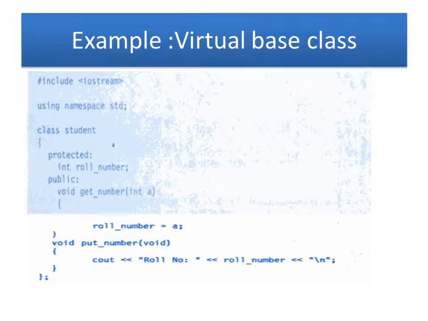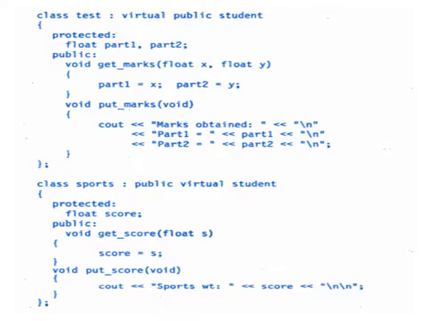We will see one example program. Consider student to be my common base class. Here we are going to read a roll number and print it. Again, class test, one of the derived classes, has public student as the base class, so I'm making it virtual. It reads the marks and prints them. Again, one more derived class, class sports. Here again student, the same common class, is made the parent, and we are also making it virtual. In this case, we are going to read the score and print it.